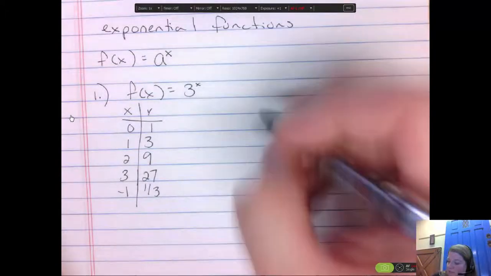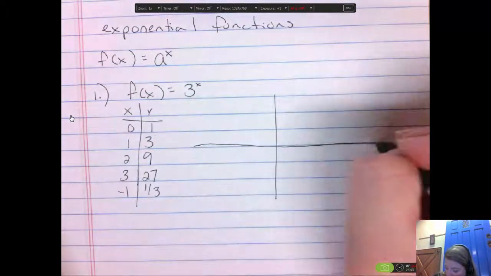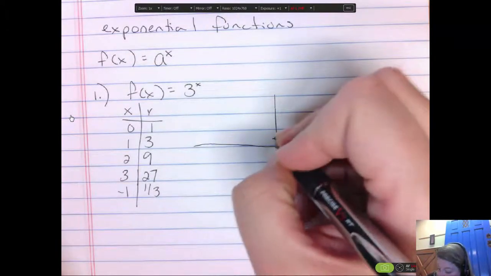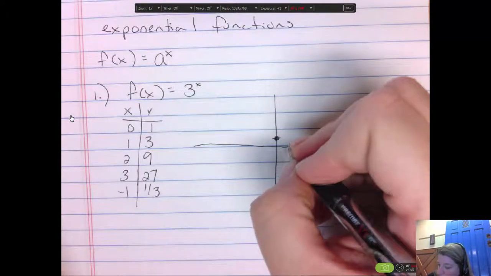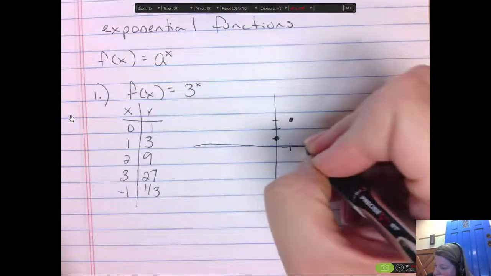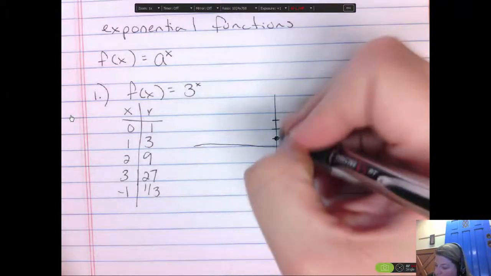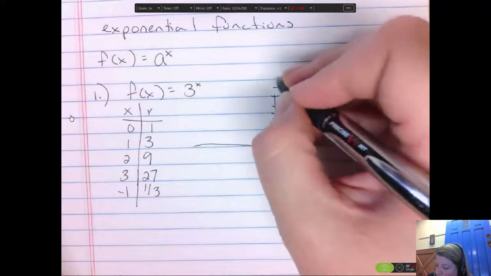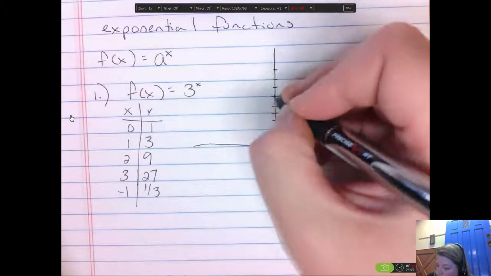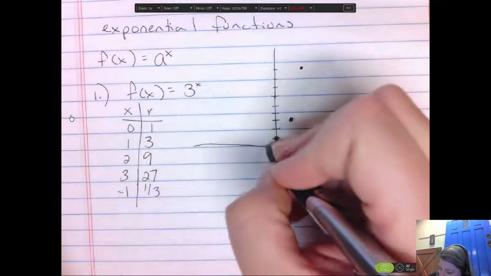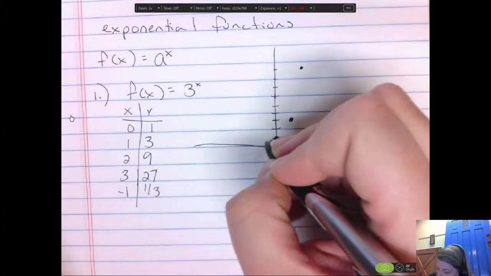And so let's look at overall what the exponential graphs look like. So 0, 1 is going to be here, and then we have 1, 3 here, and then 2 goes up to 9, so 1, 2, 3, 4, 5, 6, 7, 8, 9, way higher than I drew. Okay, so it looks like that, and then at -1 we were at a third, so it's going to be about here.